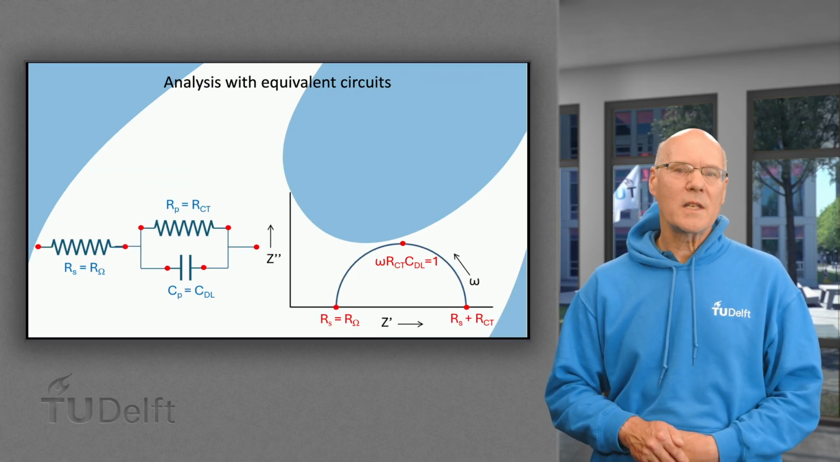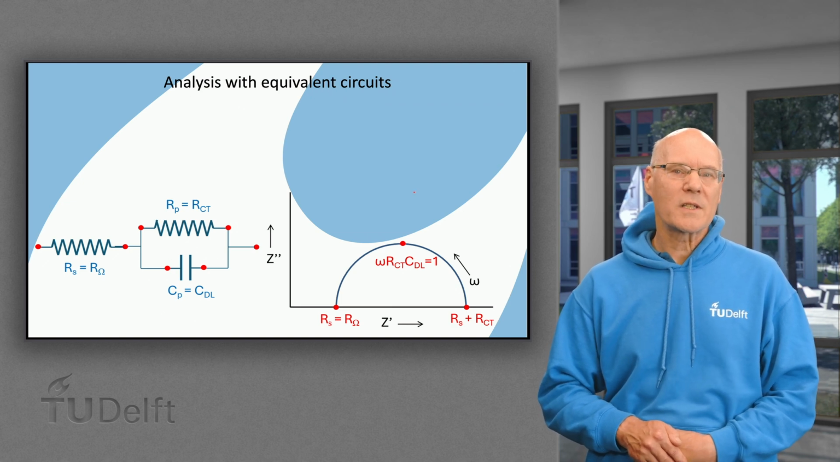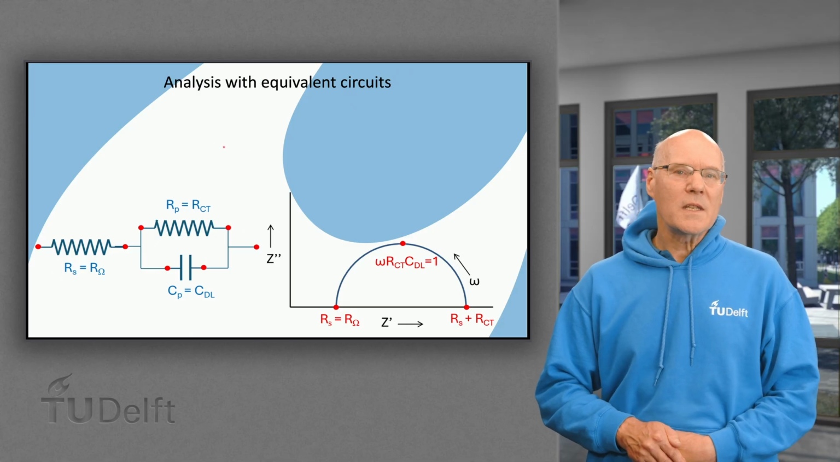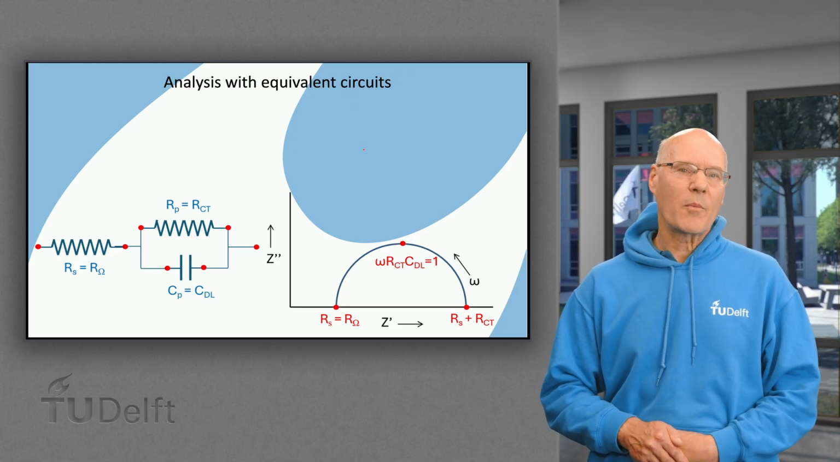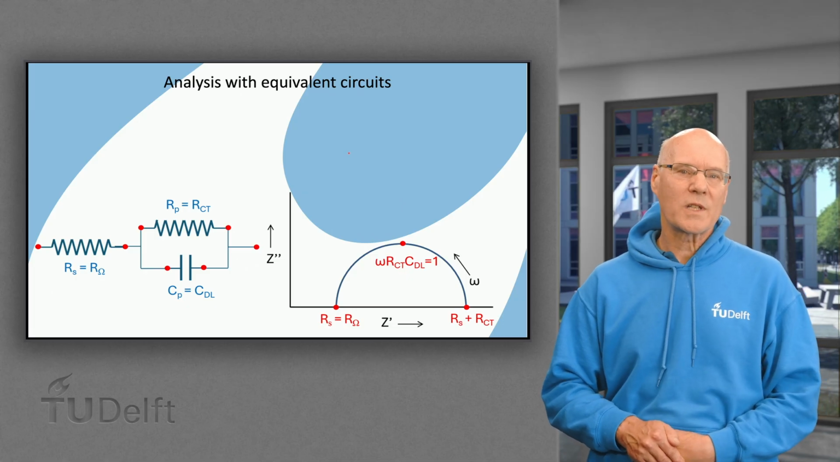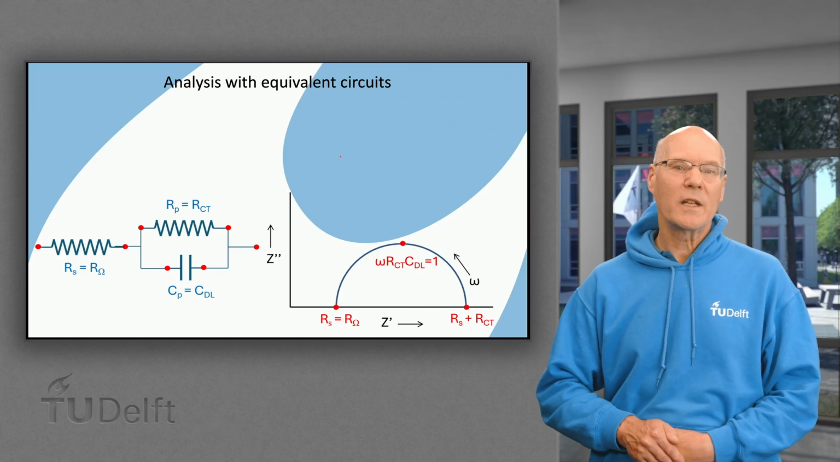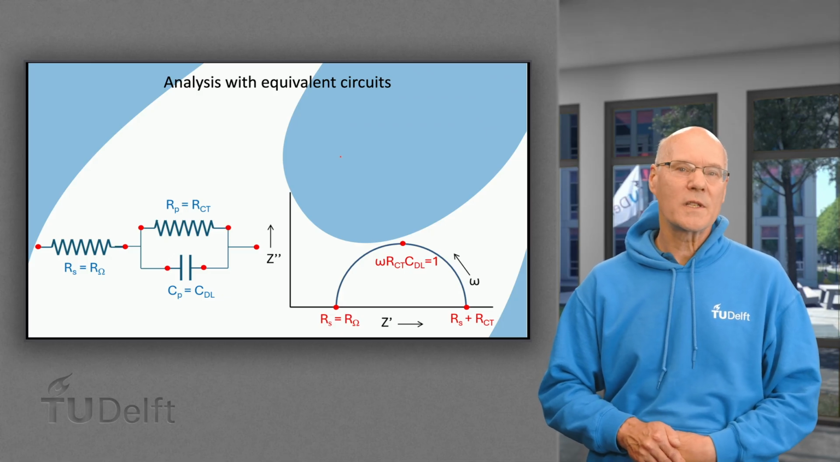Now every RC circuit placed in series will give us an extra semicircle. These semicircles are usually overlapping. Each of the RC circuits mimics a specific process with a characteristic time, which can be analyzed by the frequency at the top of the semicircle.